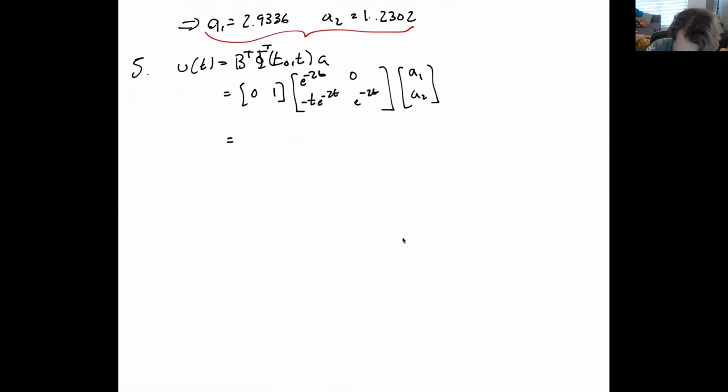Okay, so once you do the computations to this, you then get a signal dependent on time, because note that time still shows up in the state transition matrix. So now you're going to have a time varying system, even though we started with a time invariant system, right? Just due to how U will be defined. So at the end of the day, we get U is equal to e to the minus 2T times negative 2.9336T plus 1.2302.